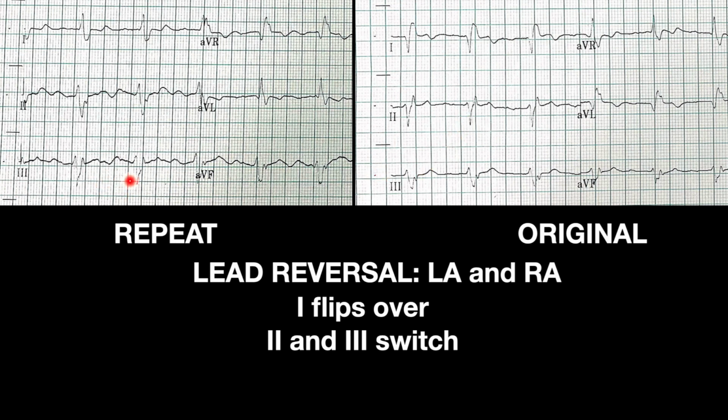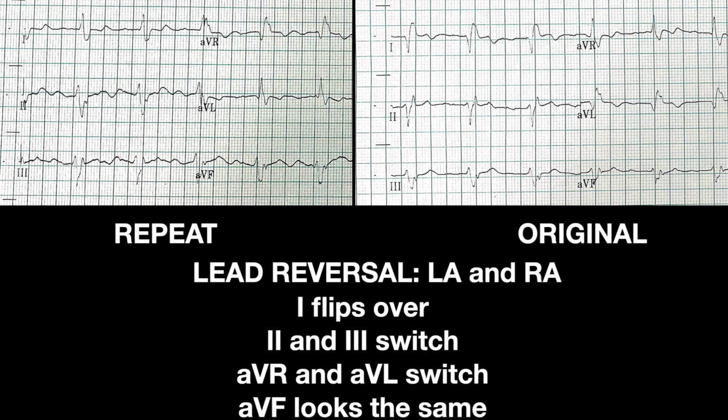That 2 looks fairly similar to that 3, and that 3 looks fairly similar to that 2. So 2 and 3 switch places. Instead of that one being on top, it's on top here. Or instead of that one being in lead 3, it's in lead 2. And instead of that one being in lead 3, it's in lead 2. I'll say the same thing twice, and hopefully everybody gets it. And then AVR and AVL switch places. Again, lead AVL in the old one looks a lot like that. So they just switch places, and AVF stays the same.